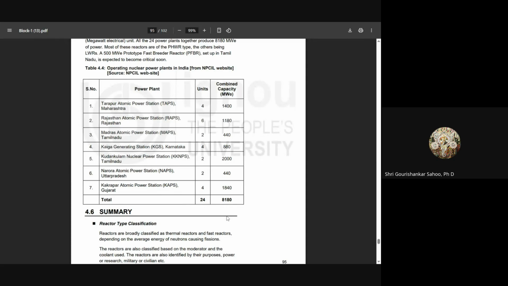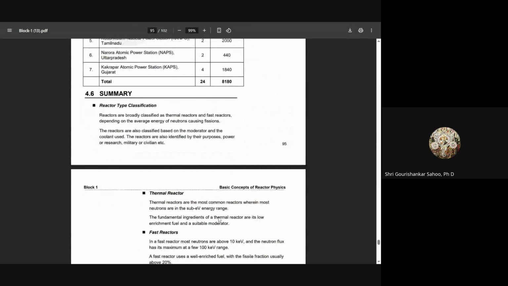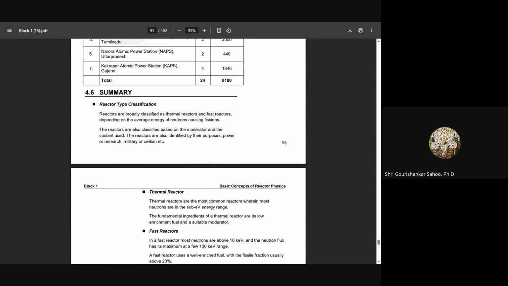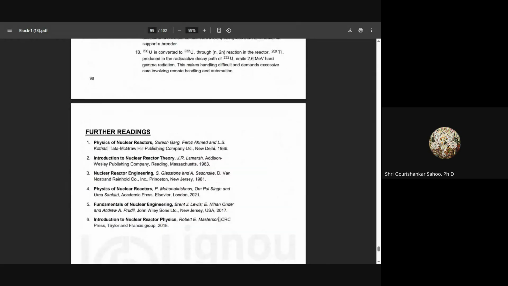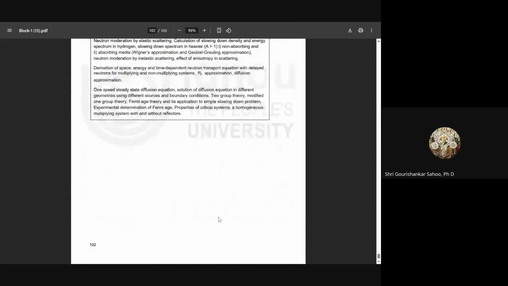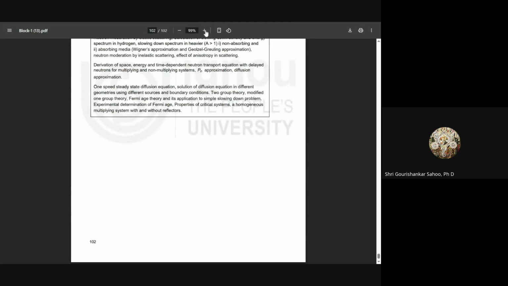So in total, we have 24 units and around 8,000 megawatt energy is being obtained from all these power plants. So we shall discuss the rest in the next class.